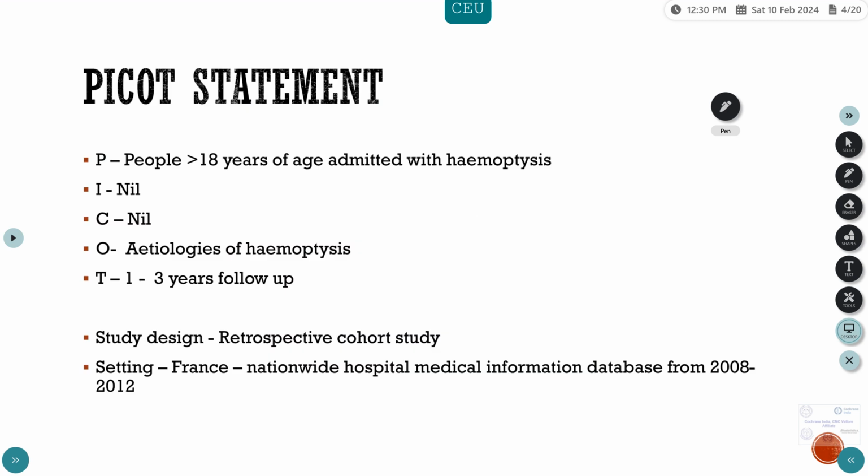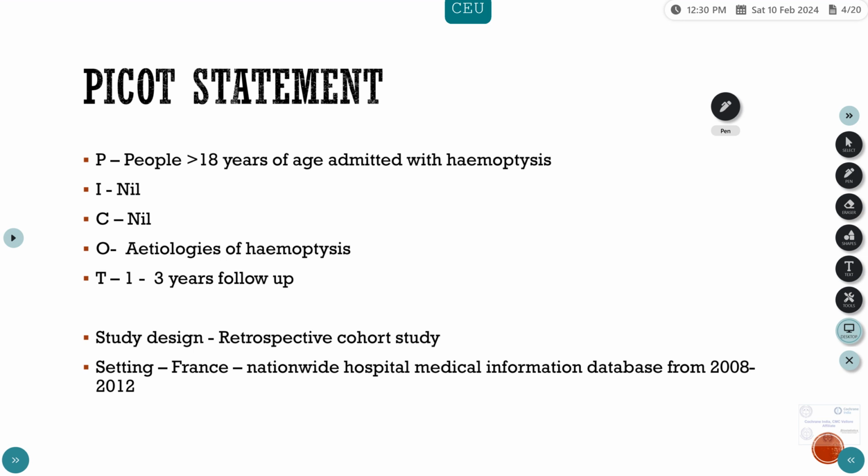Going into the PICOT statement, the patients were people more than 18 years of age admitted with hemoptysis. This study did not have any intervention or a control arm. The outcome they looked at was the etiologies of hemoptysis, and the timing of follow-up was a period of at least 1 to 3 years.